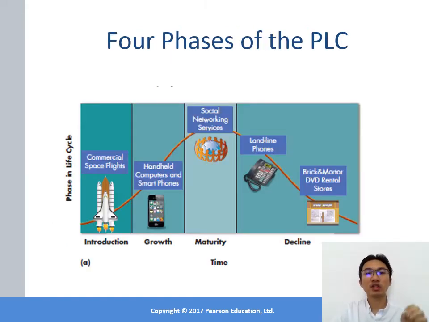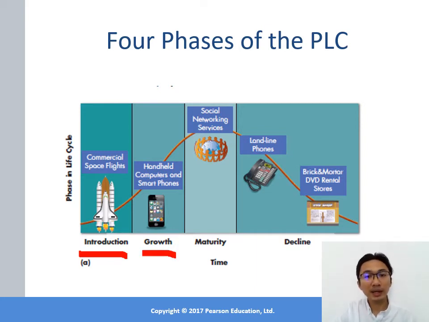Let's take a look at each of the 4 phases of the product life cycle. The first one is the introduction phase, or introduction stage. This stage begins when a product reaches the marketplace. Here, marketers focus on making potential customers aware of the product and its benefits. And then, the product will move on to the growth stage.